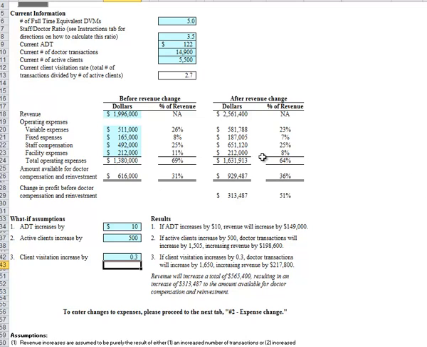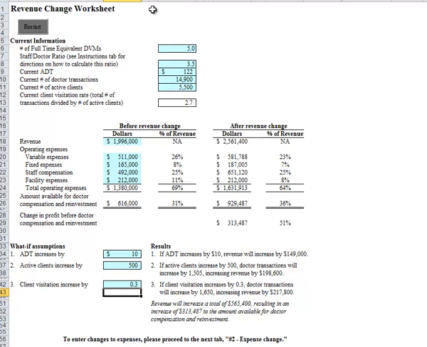So this is just a nice little way to assess how those changes that you're considering making in your practice will impact your practice and your profitability. And you can play around with this. Let's do some other what-if scenarios.